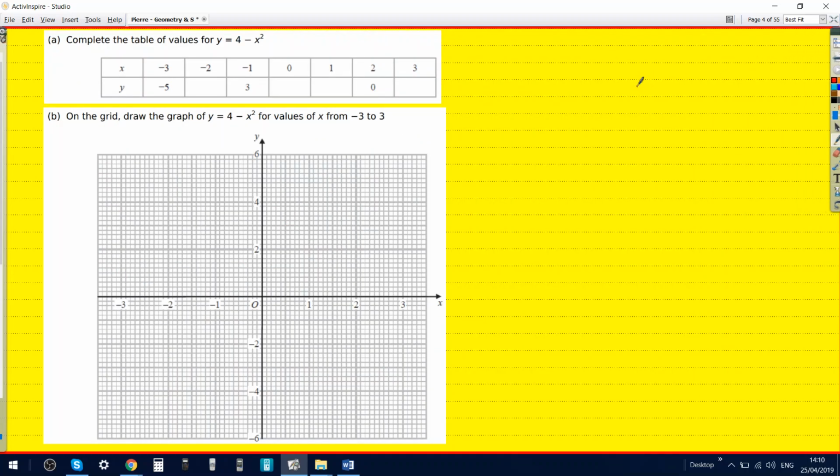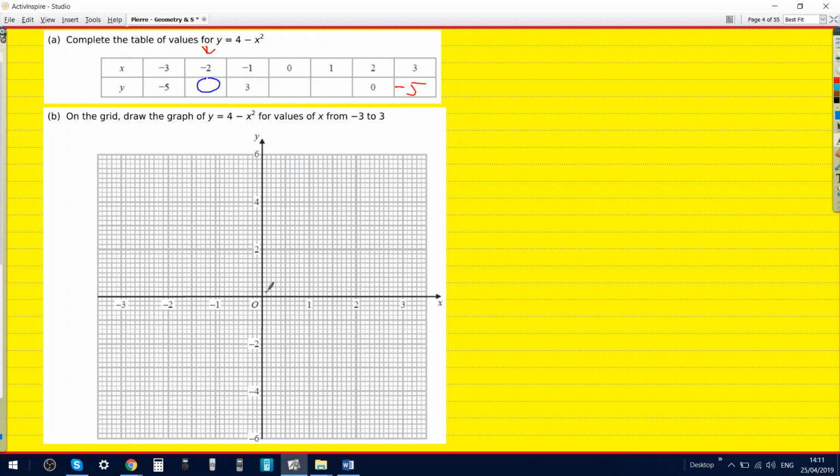Let's do this one. Table. So y. So starting with 3, that's basically 3 squared is 9. 9 take away 4. No, 4 take away 9. It's 4 down. That'd be -5. Well done. Try this one, -2. That would be +4. So +4 take away 4 is just 0, so it'll just be 0.